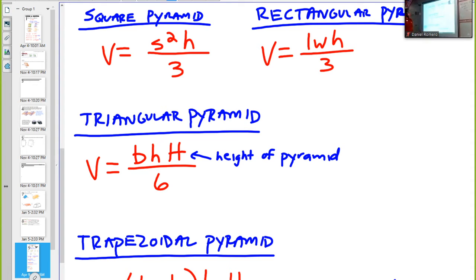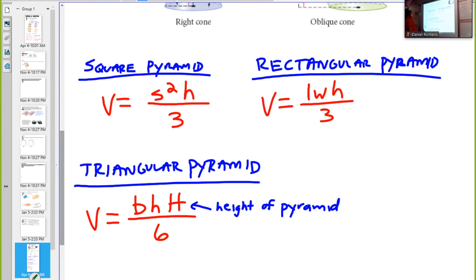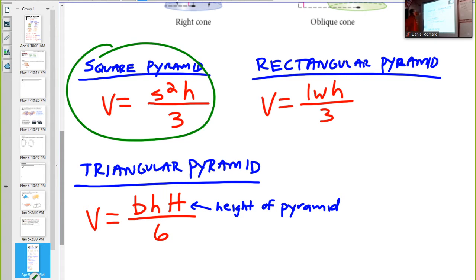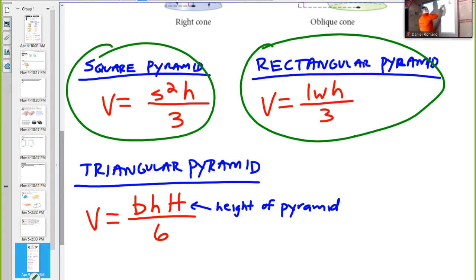The most common types of pyramids, meaning what you're most likely to find in a standardized test, is a square pyramid, but I could even extend that to a rectangular pyramid. Notice that both of these have where you're dividing by 3. I don't have a legend here describing what each of these mean. This is an S here, not a 5. What do you think that S stands for on a square pyramid? Please don't say the square. What are some of the things we know about a square?